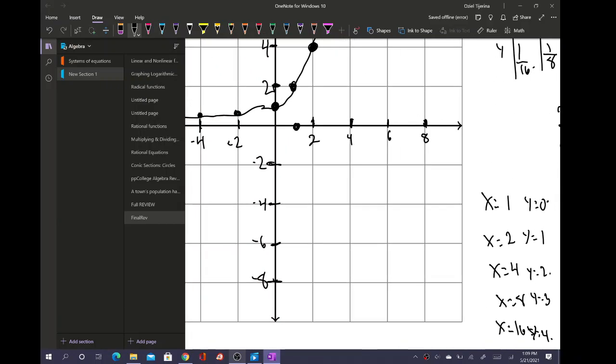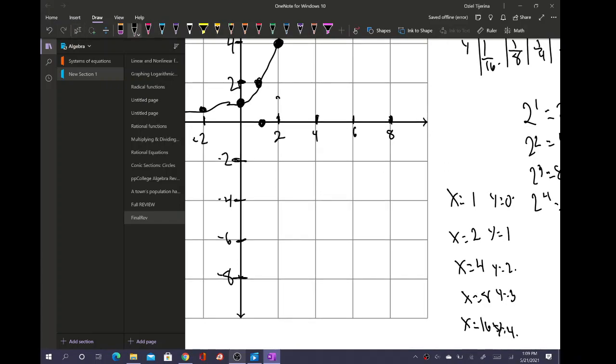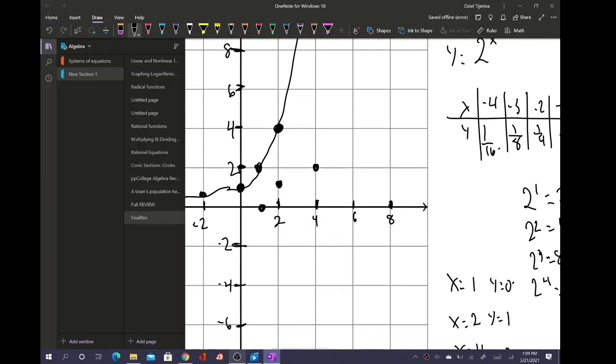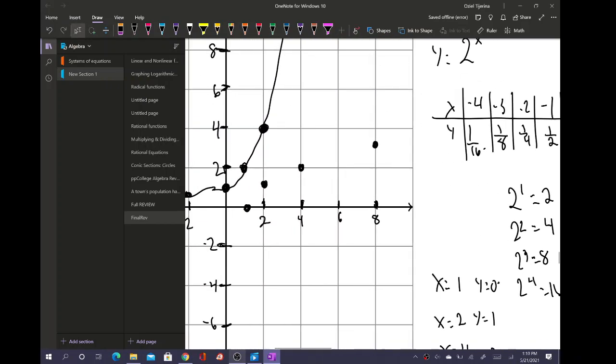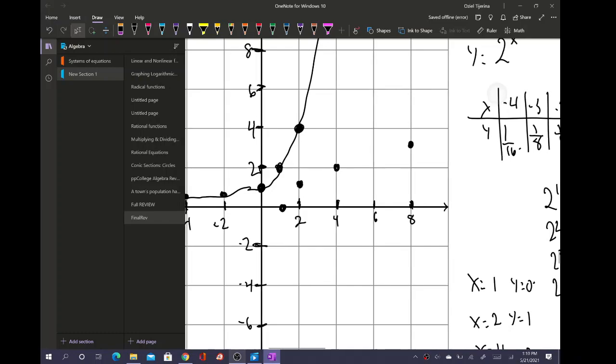1, 0 is right here. 2, 1 is right here. 4, 2 is right here. 8, 3 is right here, and I'm sure that for x equals 6, we have something like 2 point something, so 6 would be kind of like right here, a little bit right there, right?